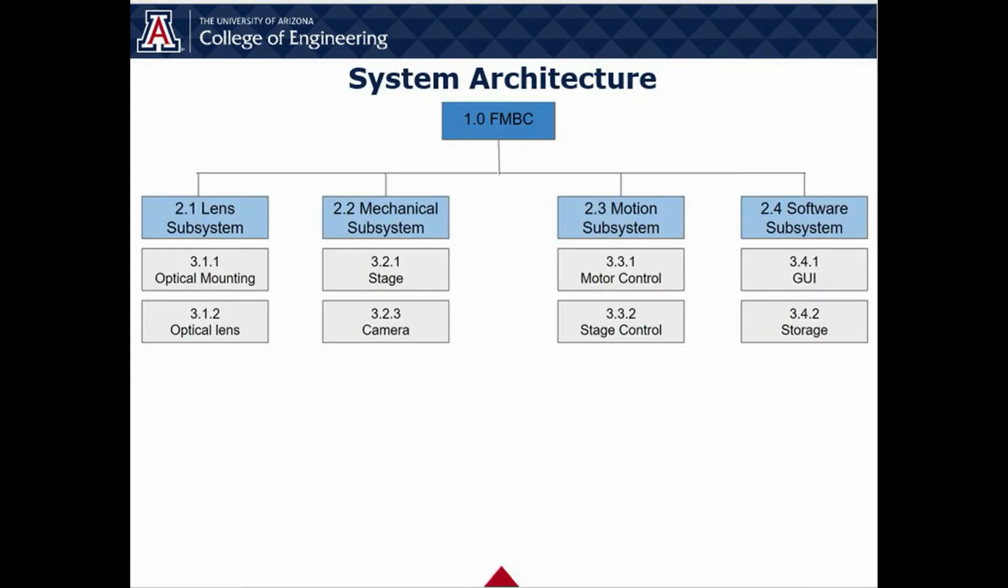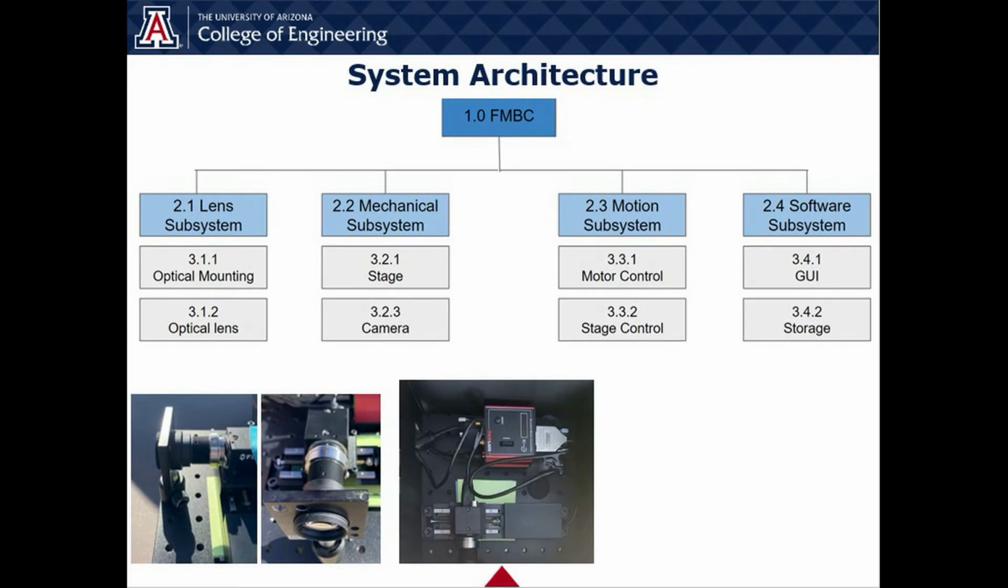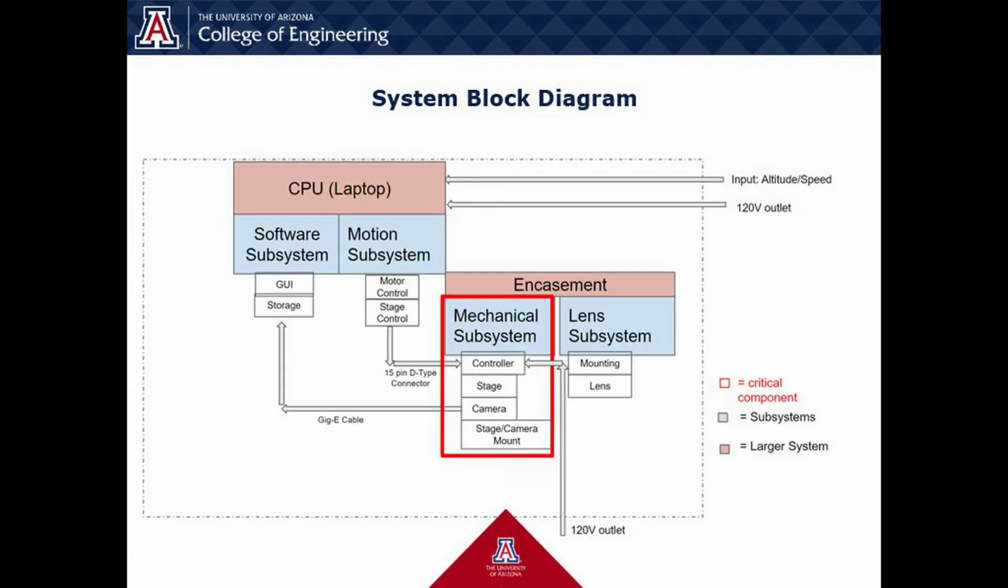This is what our system architecture looks like with the major subsystems for the FMBC. The four main components are the lens subsystem, the mechanical, the motion, and the software subsystem. This is our system block diagram, which shows another visual to our subsystems as well as what we initially decided was our critical design component.